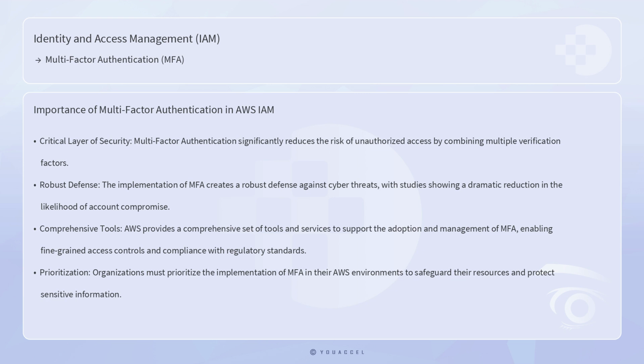that significantly reduces the risk of unauthorized access. The implementation of MFA involves combining multiple verification factors, creating a robust defense against cyber threats. The effectiveness of MFA is well documented, with studies showing a dramatic reduction in the likelihood of account compromise. AWS provides a comprehensive set of tools and services to support the adoption and management of MFA, enabling organizations to enforce fine-grained access controls and achieve compliance with regulatory standards.